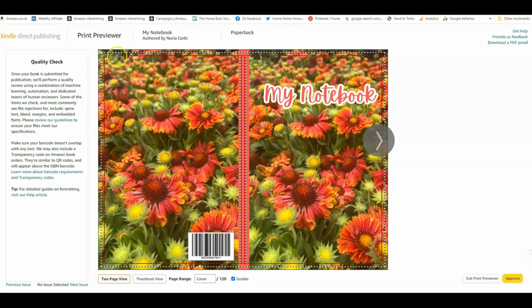So here we have our book, and it's now uploaded onto Amazon. There are no errors, so it's passed the quality check. And let's just quickly check through the pages. So the cover looks okay. This is where the barcode is going to go. The title is fairly centered. It could maybe go slightly to the left, but then you never know where they're going to cut the book, so I'm just going to leave it like that.